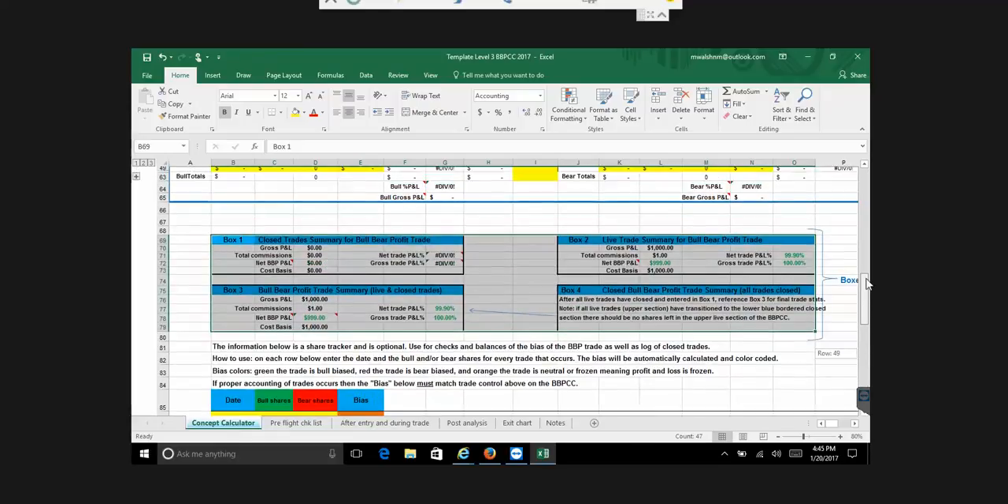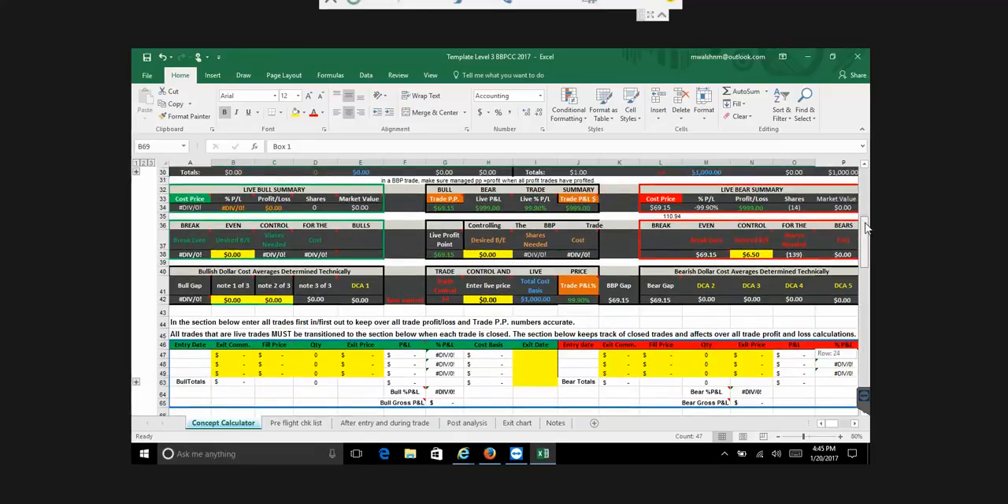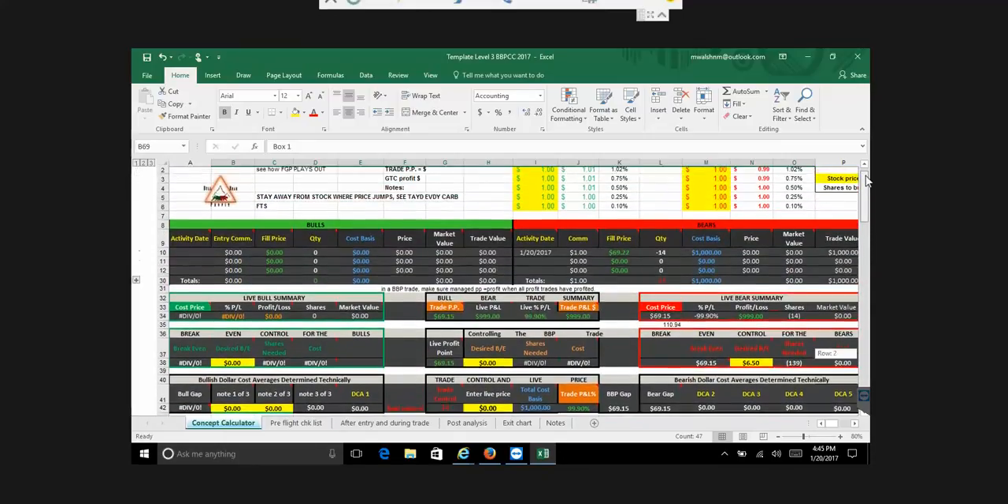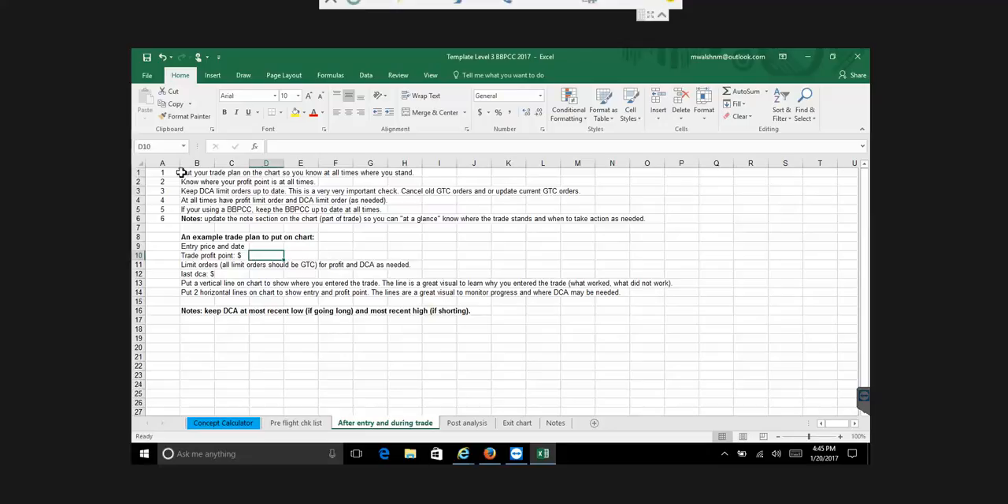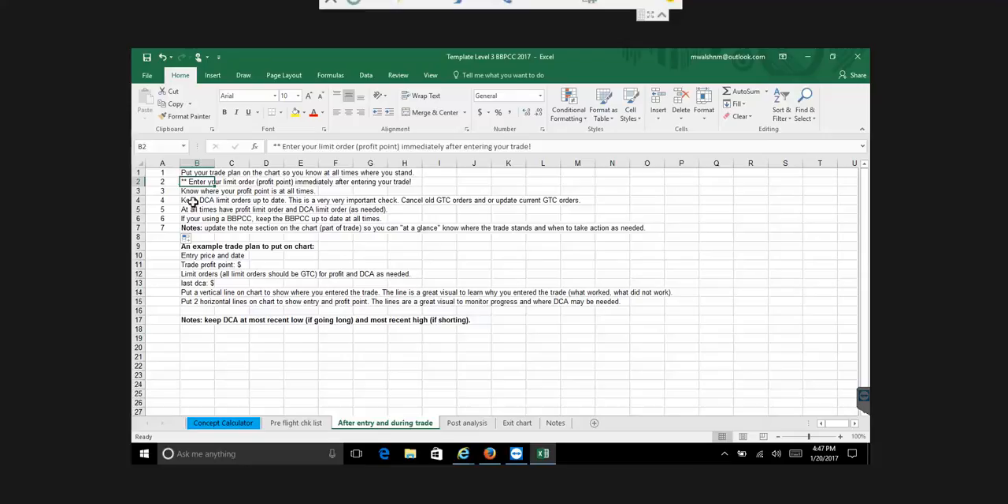I don't want to get too off track, but I wanted to drive the point home about what you need to do since you're in a learning phase. Keep track. After entry, check what you're doing. Put your trade on your chart. Know where your profit point is at all times. In fact, what I'm going to do here is add some information right now to your chart. So go through this list of what to check for during the trade and after you've ended the trade. I think I drove that point home.